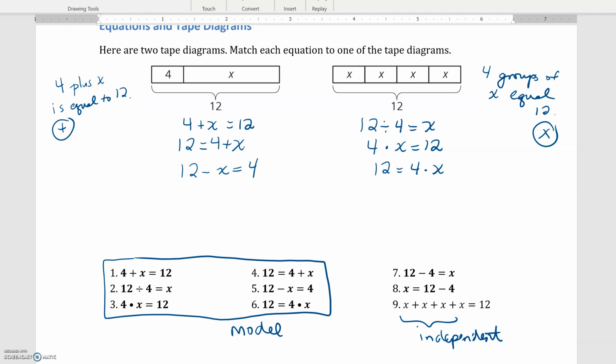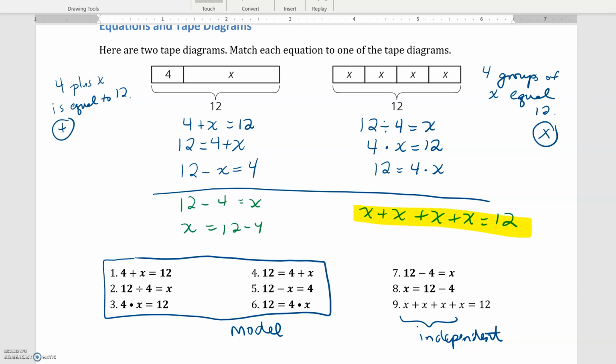Now I would like you to pause here and try numbers 7, 8, and 9 on your own and write down what they match to in your notes. Then check your work here on the screen. You should have put number 7 and 8 on the left tape diagram representing addition and subtraction. And number 9 may have been tricky for you.